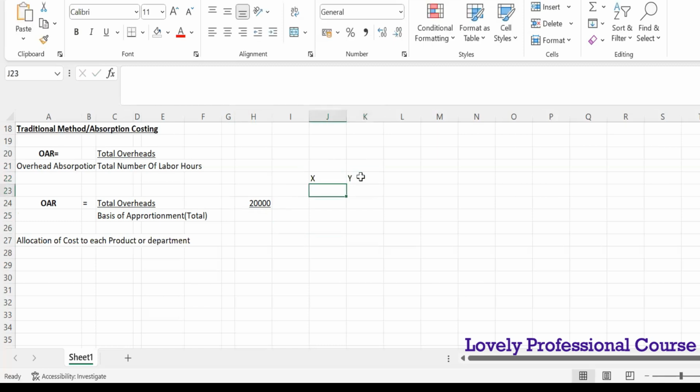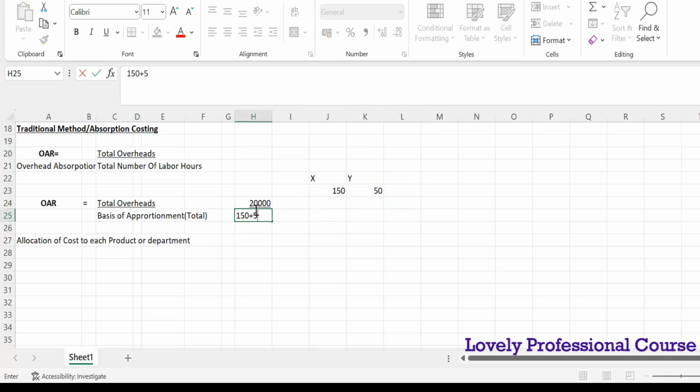So for X, let's say labor hours, if they are using 200 hours in total, and here they are using 150, and here they are using 50 hours to produce the total. This is the labor hours used to come up with products X and Y, to produce all the units, because this overhead is the overhead incurred for all units in general. So now my total basis will be this 150 plus 50.